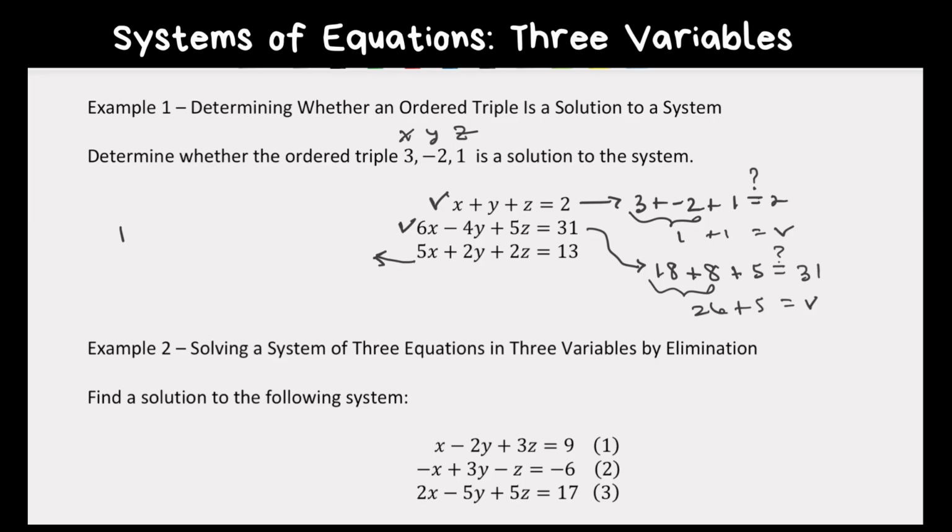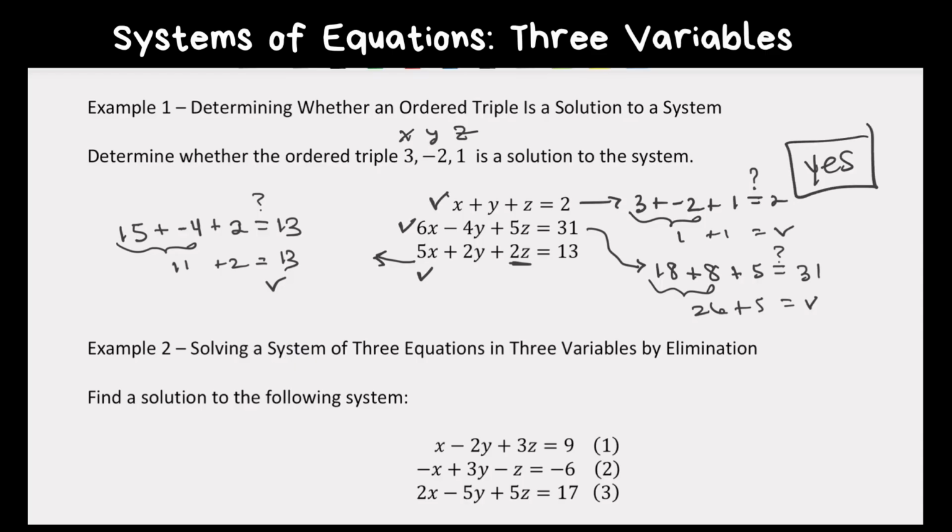5 times 3 plus 2 times -2, which will be a -4, plus 2 times 1 right here, which is 2. And does this really equal 13? 11 plus 2 does equal 13. They all work. So is it a solution? Yes. 3, -2, 1 is a solution to the system.